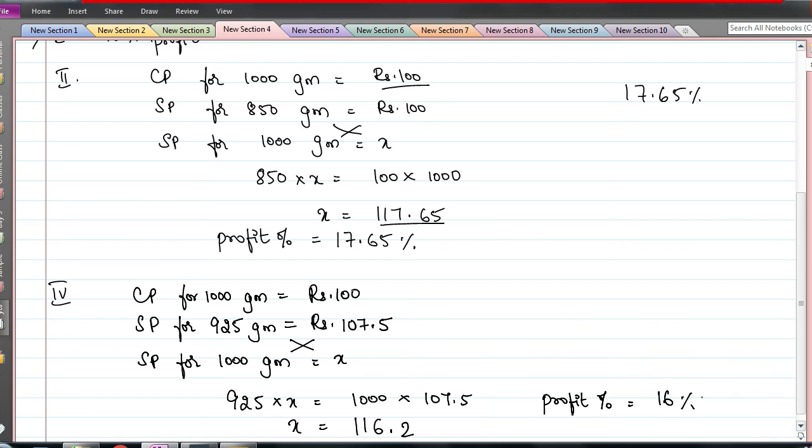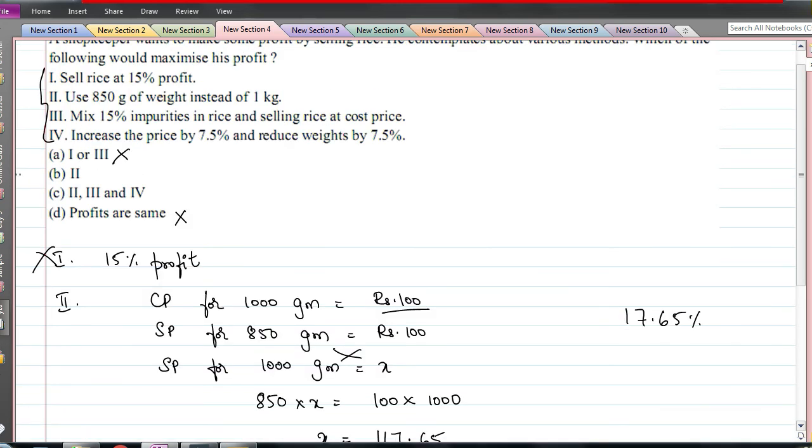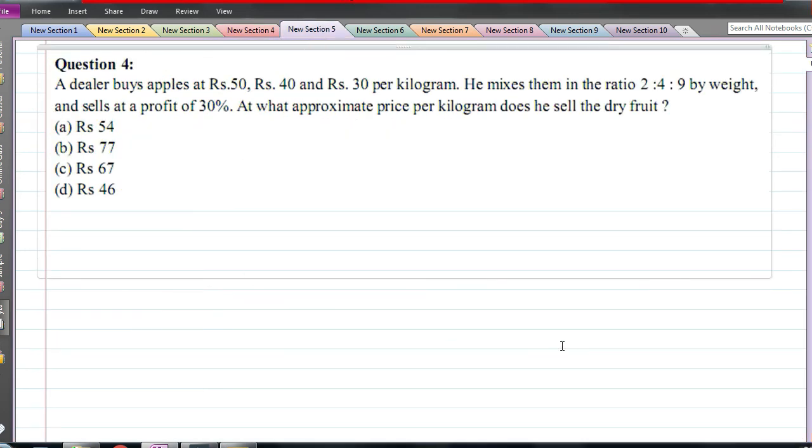As you can see, option 4 is lesser than option 2. Therefore, only this is the answer. Since 4 and 2 are not same, we will not even bother to find out what is this 3. We can just mark option B as the correct answer. Now let's see the next question.